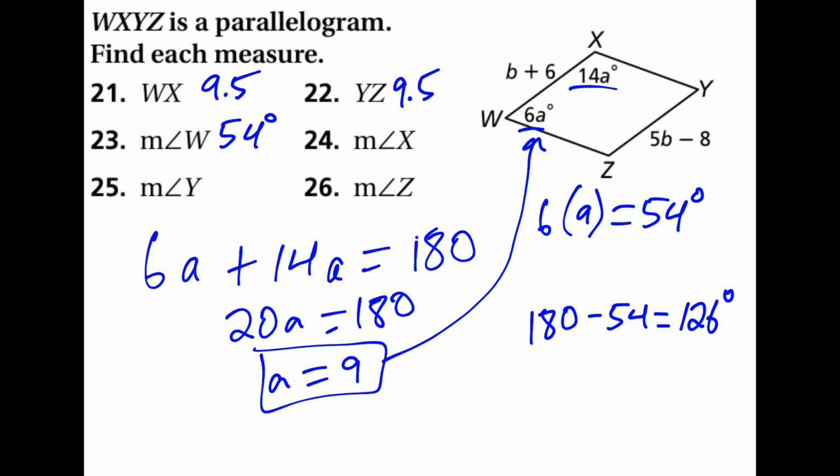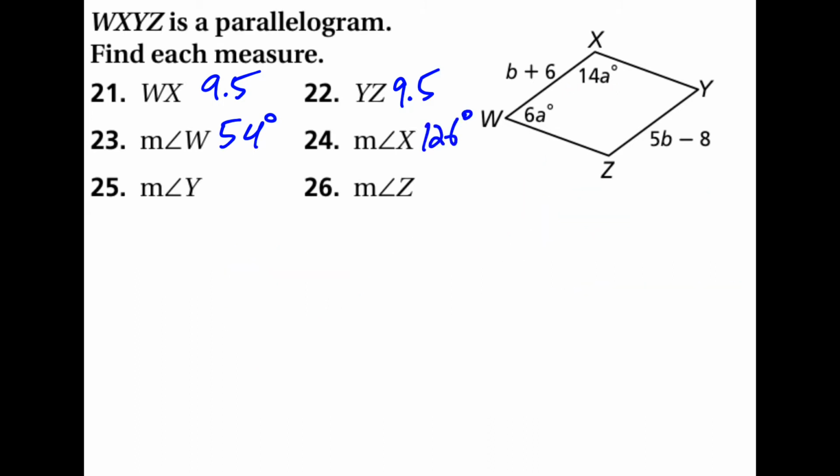To figure out the other angle, I can plug in A again, or I can just take 180 minus 54, and this gives me 126 degrees. So the measure of angle Y is going to be congruent to the measure of angle W, since they are opposite, and the measure of angle Z is going to be congruent to the measure of angle X, since they are opposite.